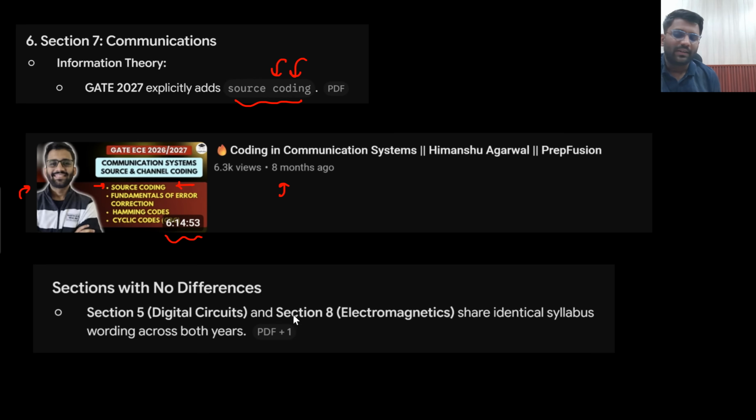Okay. In the digital section and electromagnetic section, everything is completely identical. There are no changes. Digital circuits and EMFT completely identical with no changes at all.